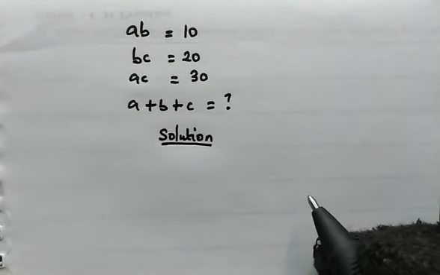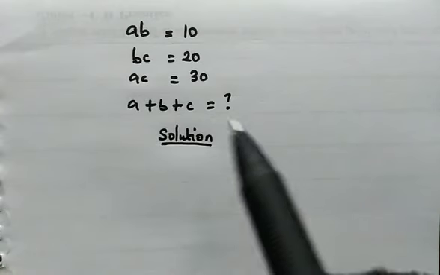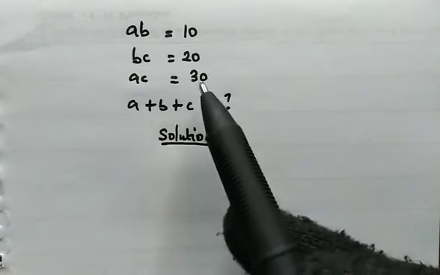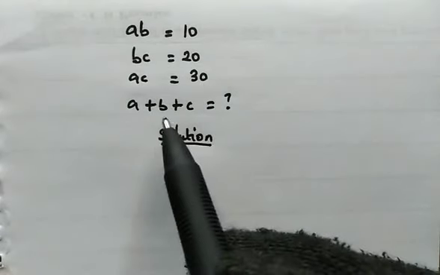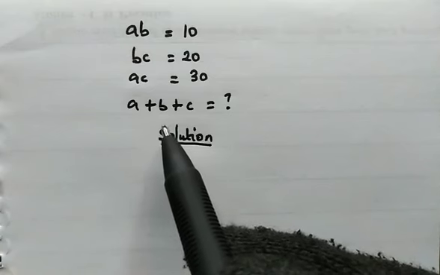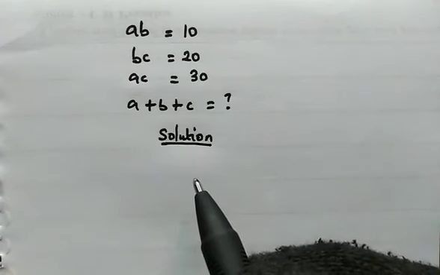Today we have another interesting Olympiad Math. We're given that the product of A and B equals 10, the product of B and C equals 20, and the product of A and C equals 30. And right over here, we're going to find the sum of A, B, and C.